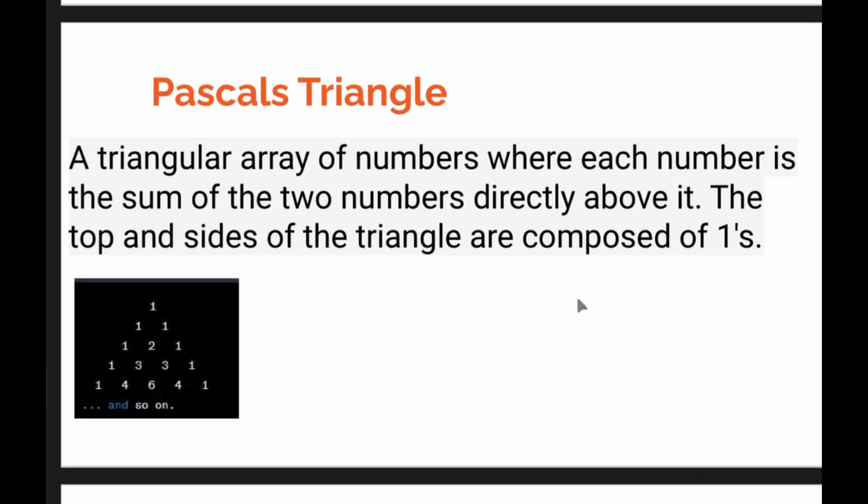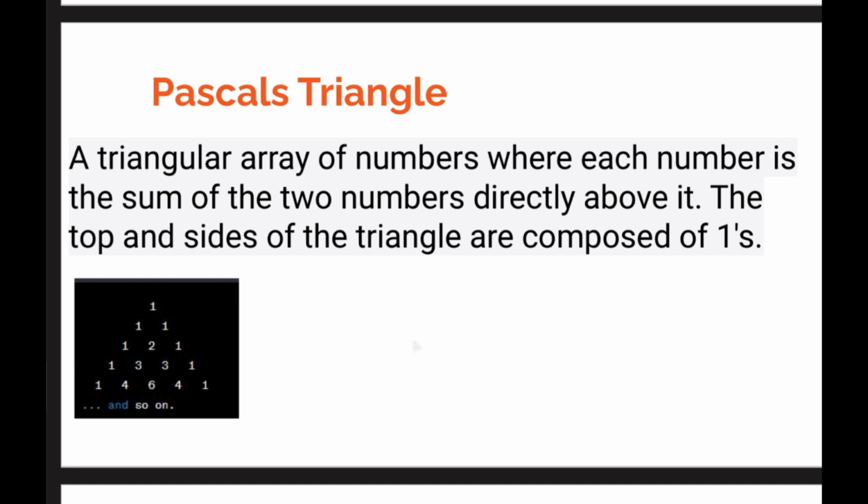So by definition, Pascal's triangle is a triangle array of numbers where each number is the sum of the two numbers directly above it. And the top and the sides of the triangle are always ones. So if you look at the top and look at the sides, you notice they are always ones. And then the others in the middle are the sums of the numbers directly above that number, okay?